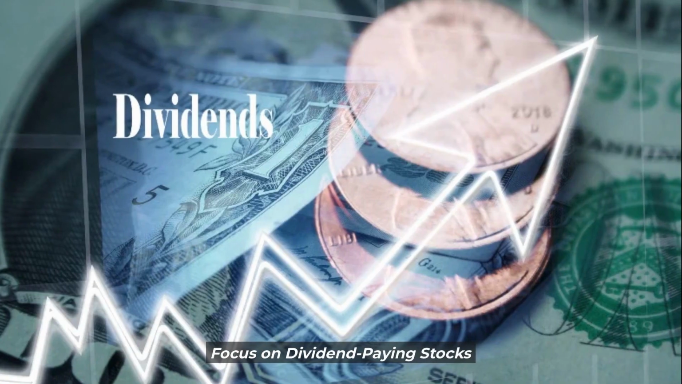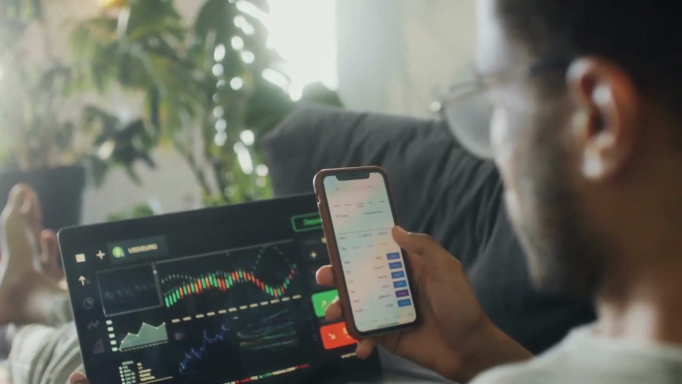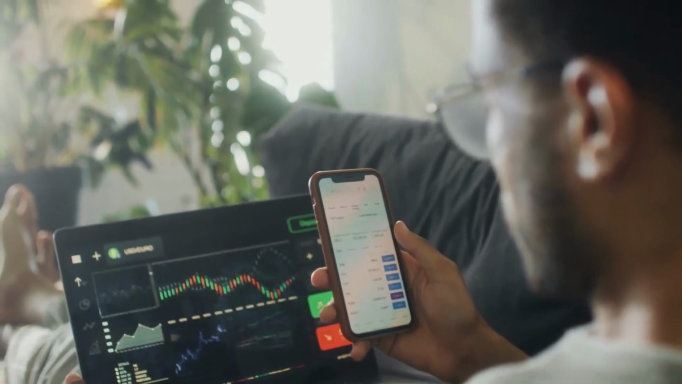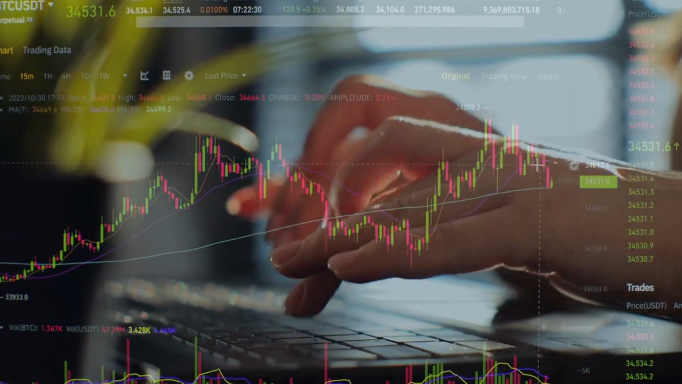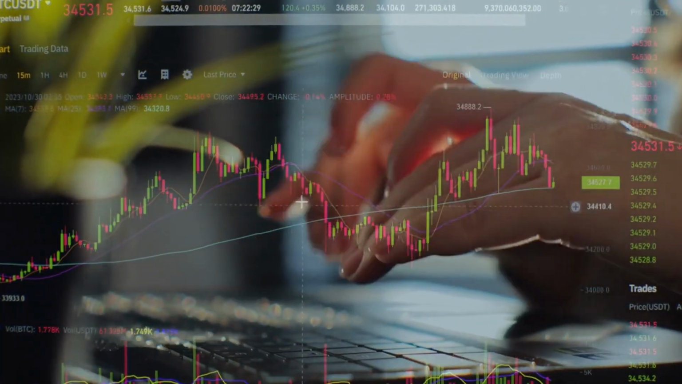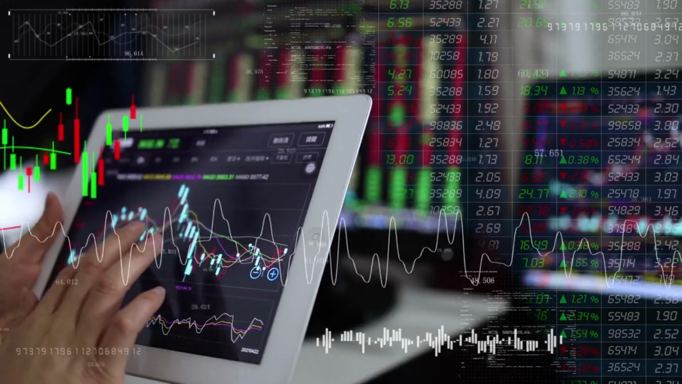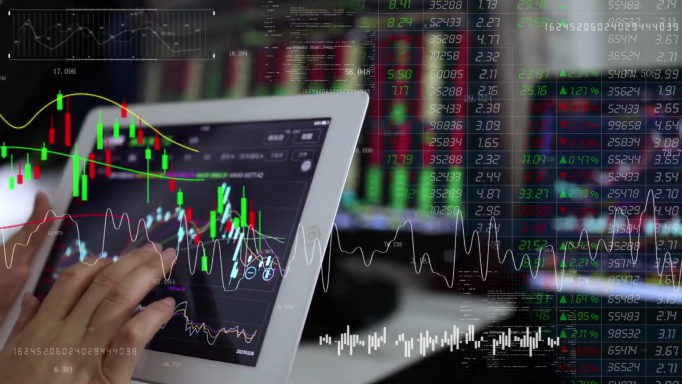Focus on dividend-paying stocks. Dividend stocks provide passive income while you sleep. Companies like Coca-Cola, Johnson & Johnson, and Verizon have paid dividends for decades. Use apps to filter stocks by dividend yield, looking for companies paying 2 to 5% annually. Dividend aristocrats are S&P 500 companies that have increased dividends for 25-plus consecutive years. These stocks offer stability and growing income streams.